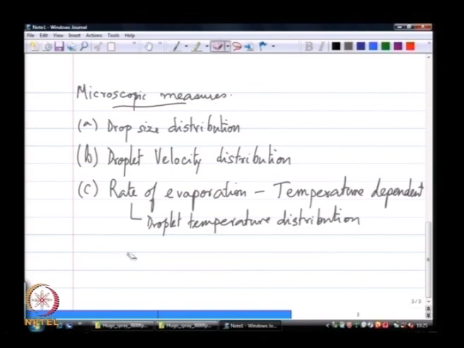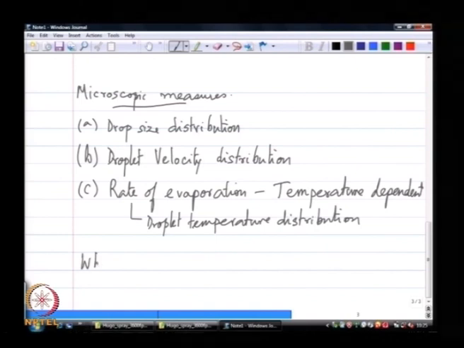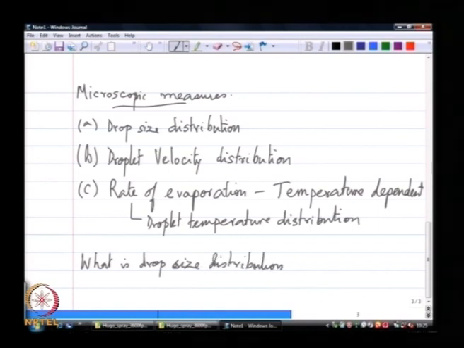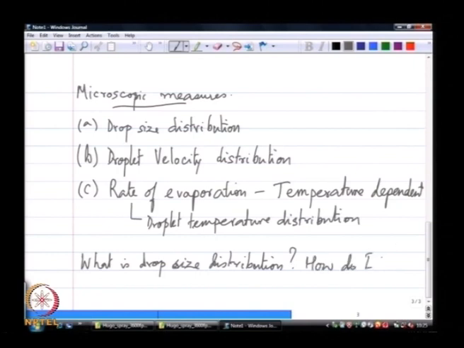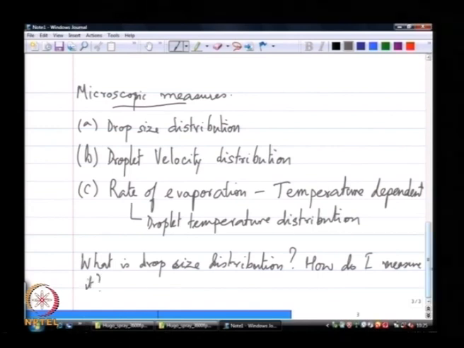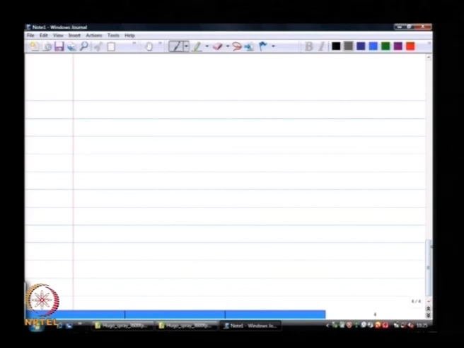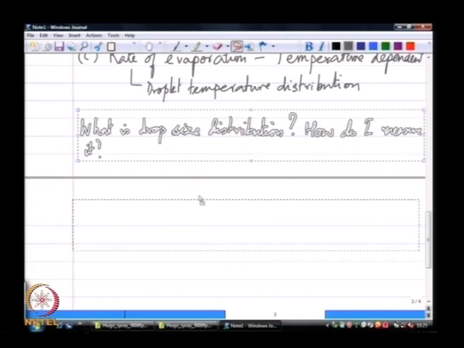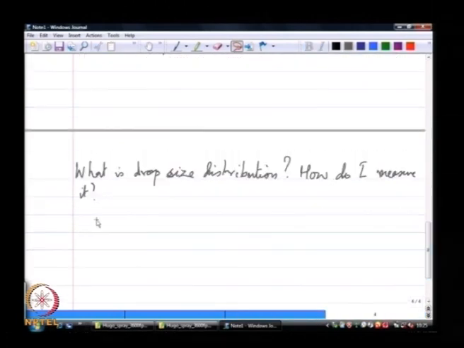So, let us first pose a question and then we will answer, what is drop size distribution. I want to understand what do I really quantitatively mean by drop size distribution and how do I measure it, that is what I want to get to. We will spend quite a bit of time on this how do I measure it thing, but I want to first start with what is drop size distribution and then that will naturally lead us into how do I measure it.